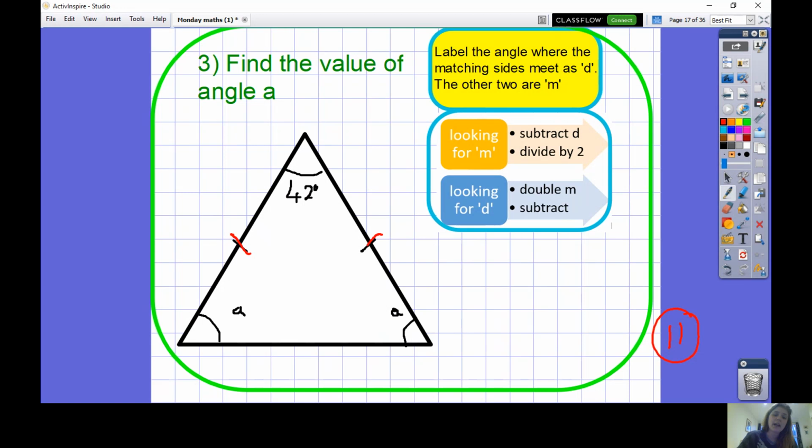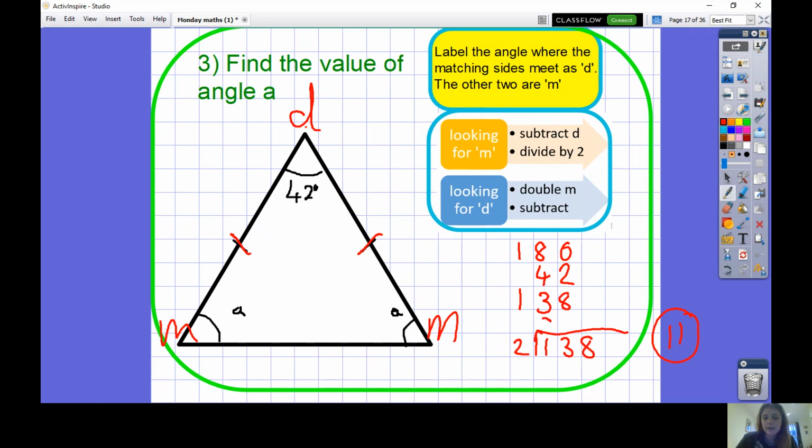Here are my 2 matching angles. If I follow them up, that takes me to the odd one out. Sorry, 2 matching sides leading me to the odd angle out. So I'm looking for angle M. I start by doing 180, take away 42. That will give me 138. Now I'm going to do 138 divided by 2. That will give me 69 degrees.